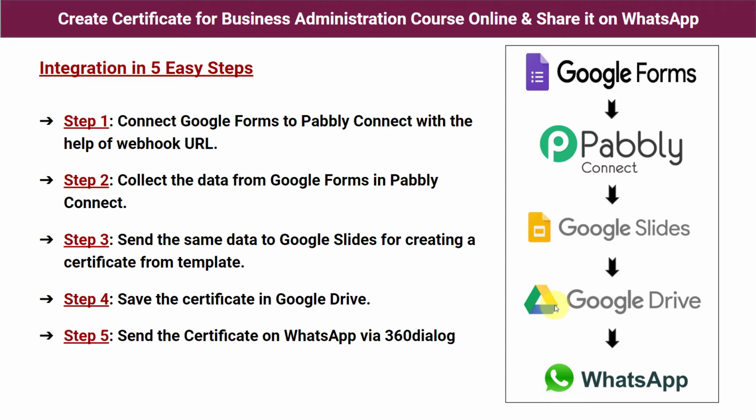Okay guys, before we start with the process, let me tell you the 5 easy steps of integration as you can see on my screen. Step number 1 says connect Google Forms to Pably Connect with the help of a webhook URL. So what we have to do first is, we have to log in to our Pably Connect account. Then we will integrate Google Forms with Pably Connect.